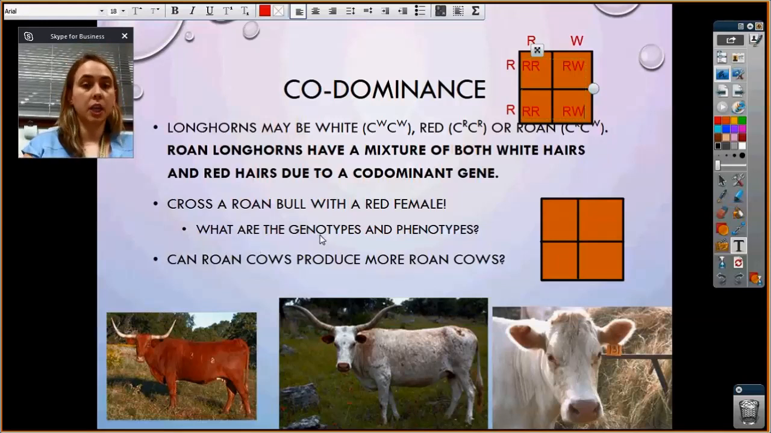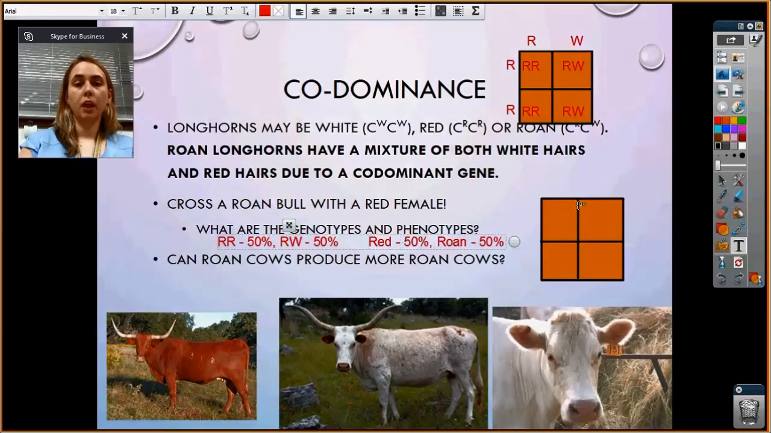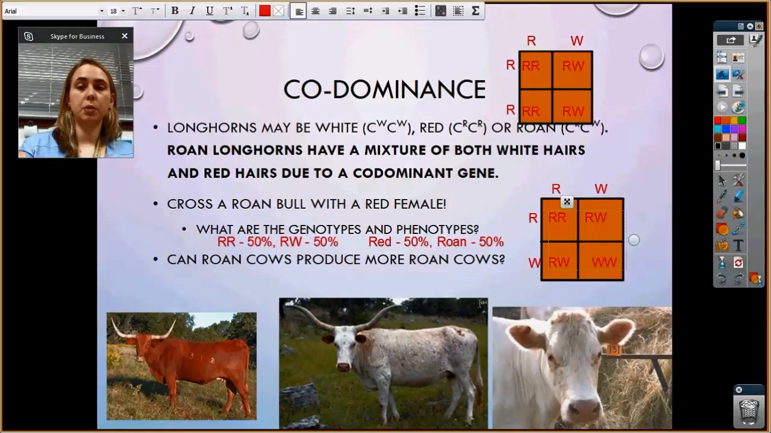So for this second cross, I am going to set it up with RW across the top and RW down the side. What you're going to find is you have 25% red, about 50% roan, and 25% white. So can roan cows produce roan cows? Sure they can. Yes. Have a wonderful day.